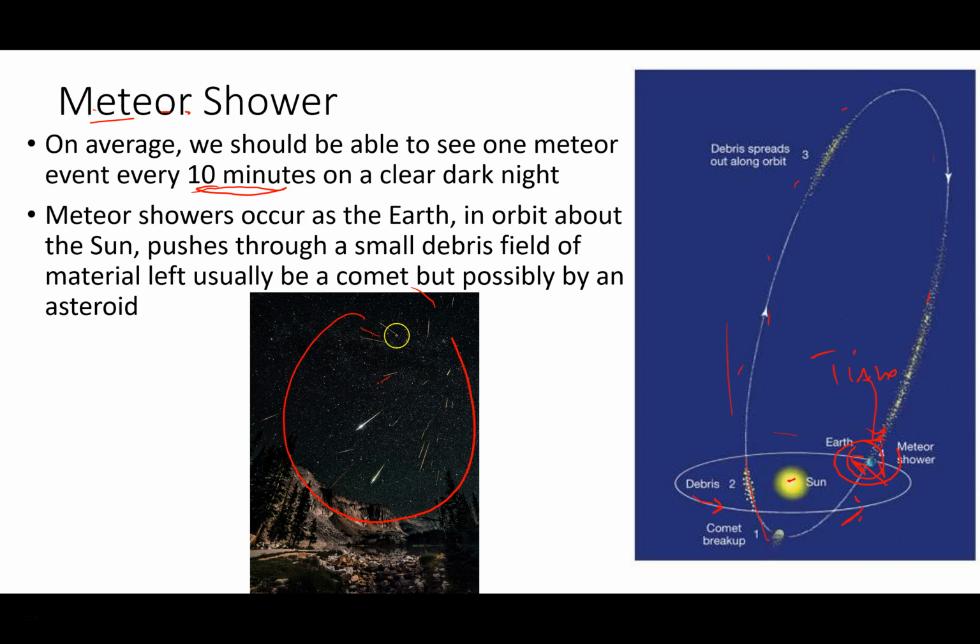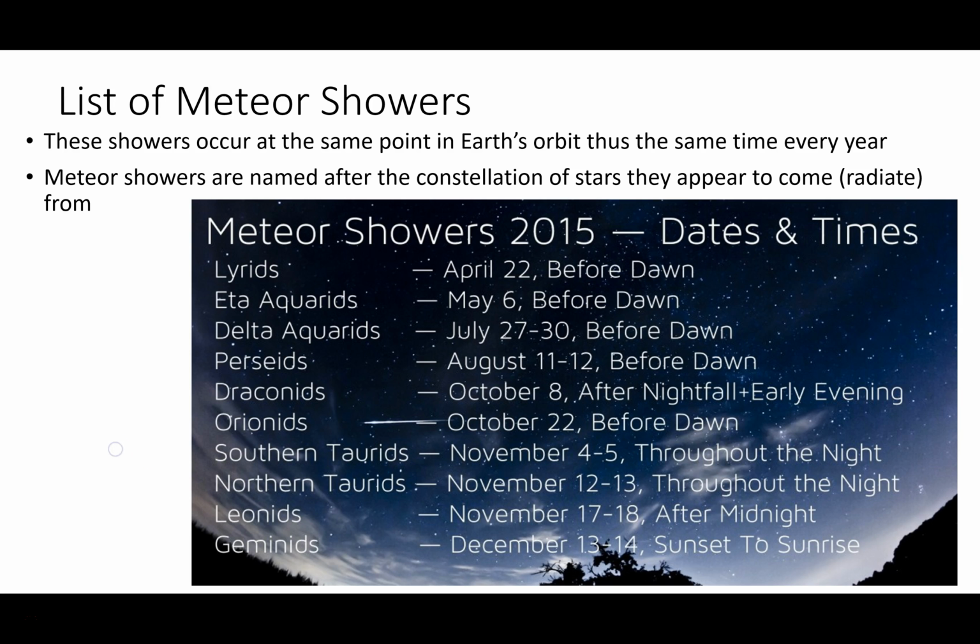These are all material coming from what we actually call a radiant here. So if you're trying to catch a meteor shower, they say, well, look in this region for most of the meteors to be coming from, the origin of them. And the way they do the radiant is it's going to be from a constellation. We'll talk a little bit about constellations later, but the meteor showers are named after the constellations they appear to come from.